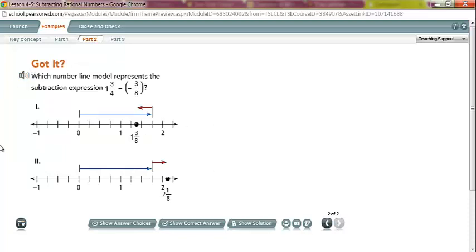Which number line model represents the subtraction expression 1 3/4 minus -3/8? Okay, so ladies and gentlemen, which one of these two? So where do we think we're going to start? Right, they both start in the same place, so we kind of knew that, right? We're starting at the 1 3/8 place. So we're starting at the same place, but this is minus a negative. What is that the same as? Correct, adding. And so that means we're going to continue to the right, correct? So our answer is going to be B.